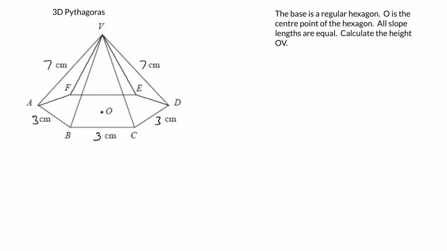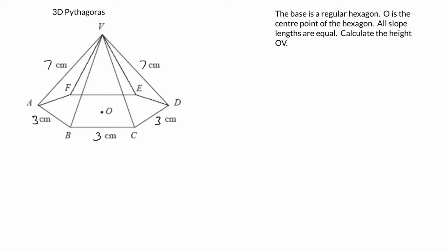In this question, we're going to use Pythagoras to find the height VO. The question tells us some really important information. It tells us that the base is a regular hexagon, so we know that all these sides are equal. It also tells us that O is the centre point of the hexagon, so this point here is the midpoint of the hexagon, and finally all of the slope lengths are equal, so we know that these are all equal to the same amount. They're all equal to 7.